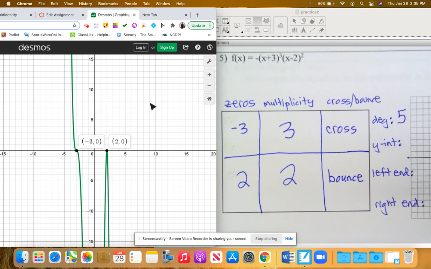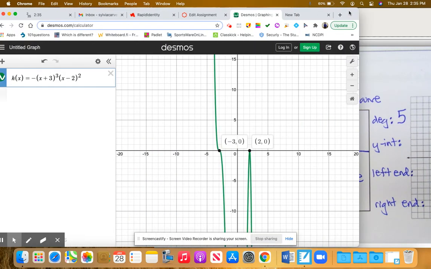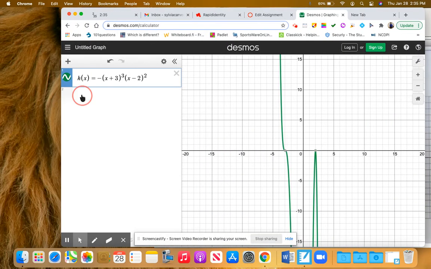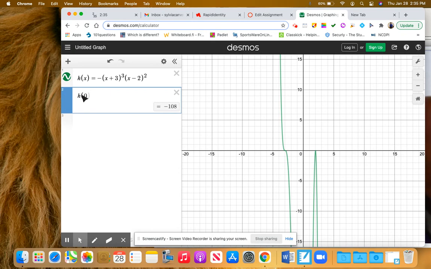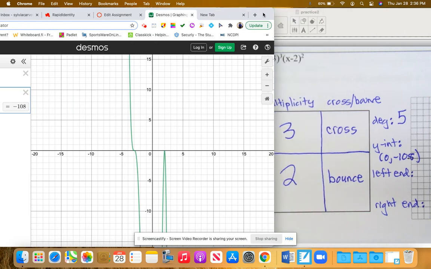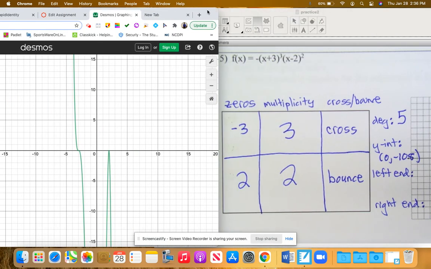Let's identify what our y-intercept is. Again, you're taking 0 and plugging it in for all of your x's because a y-intercept is where your x is 0. But we can use a shortcut. We can let Desmos figure that out for us. I got -108. So the y-intercept is 0, -108. And I've already written that here. So 0, -108 is our y-intercept where my cursor's hovering around there.